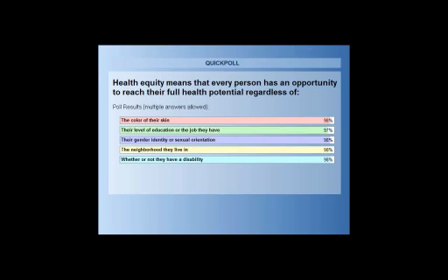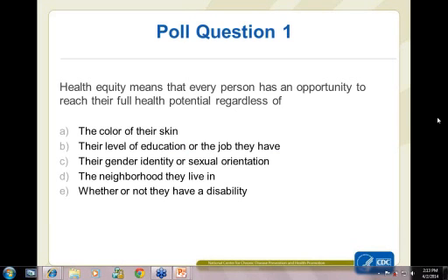Great, so it looks like you guys got the right answer. Pattie, I'll turn it back over to you. Okay, and you're right. Health equity means that everyone has an opportunity to reach their full health potential regardless of one's characteristics or social position.